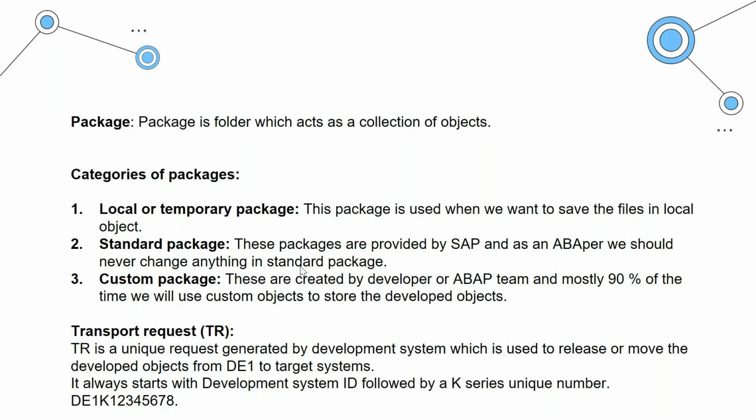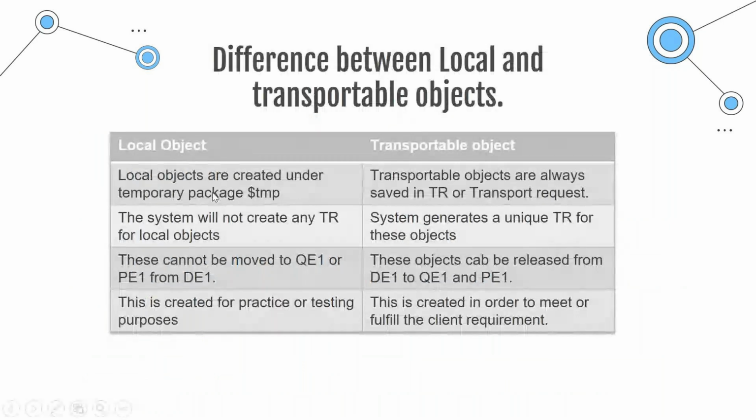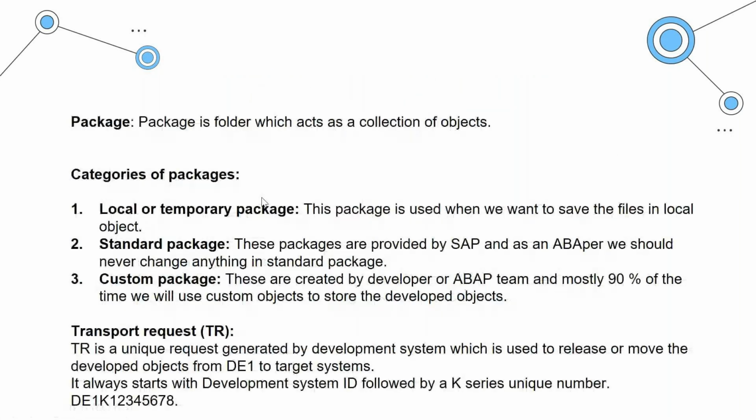That's it. Simple. Okay. Then categories of packages. We have three categories of packages: local, standard, custom. Okay, local, as we saw previously, means all the local objects are stored in your local package called $TMP. Okay, that is a local package. Then standard packages. These standard packages are created by SAP, and we should never ever make any change to the standard package. Never. Okay.